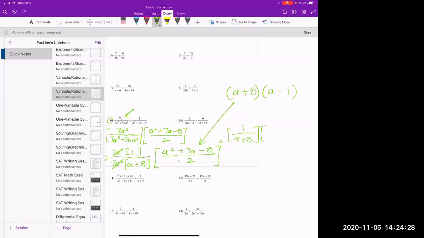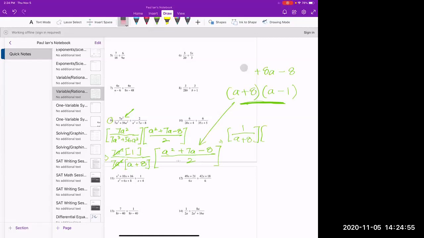Because if you do this, a squared, try multiplying these guys. A plus 8 times a minus 1. That's a squared minus a plus 8a minus 8, right? Have you done something like this before, like when you multiply these guys? No. Okay, I guess I'll show you.